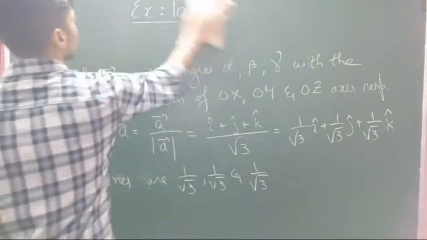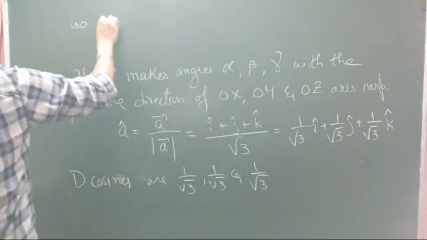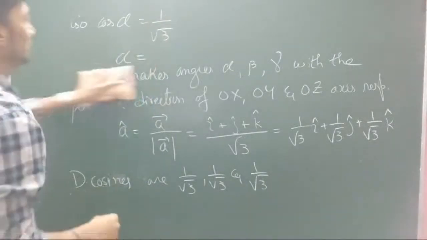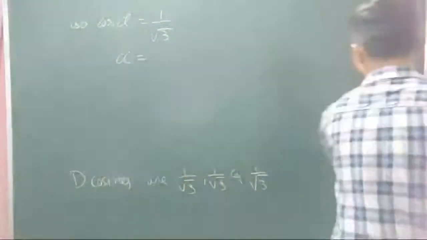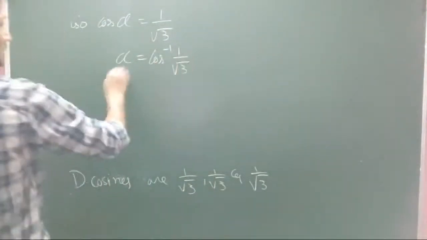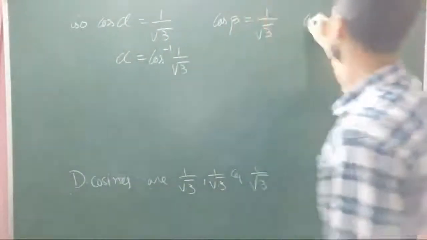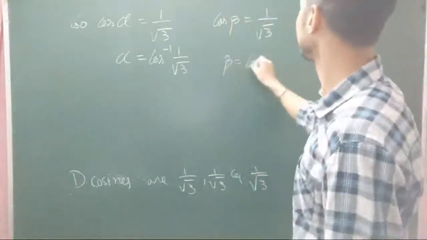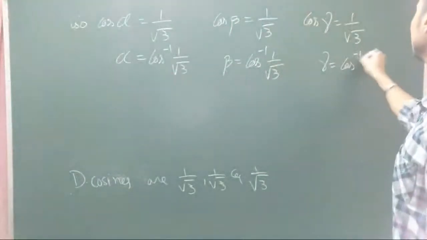Done? So cos alpha is 1 by root 3. That means alpha, from inverse trigonometric functions, alpha would be cos inverse 1 by root 3. Same way, cos beta also 1 by root 3, cos gamma also 1 by root 3. That means beta is also cos inverse 1 by root 3, and gamma is also cos inverse 1 by root 3.